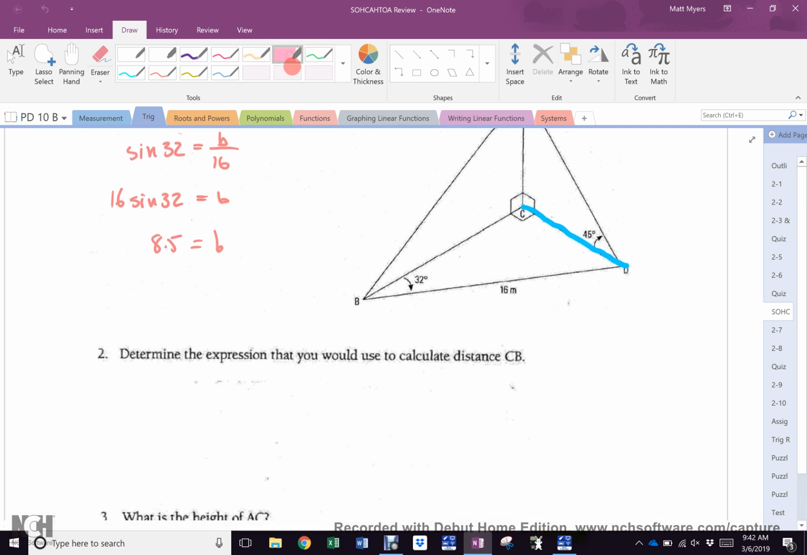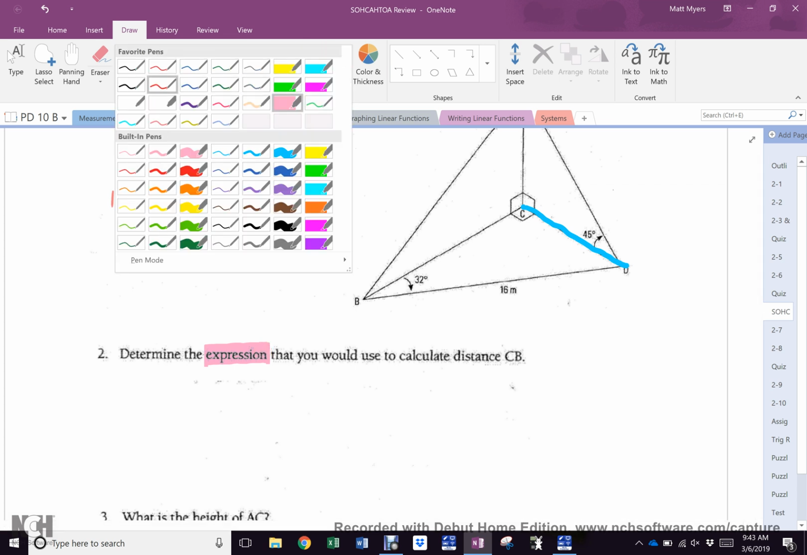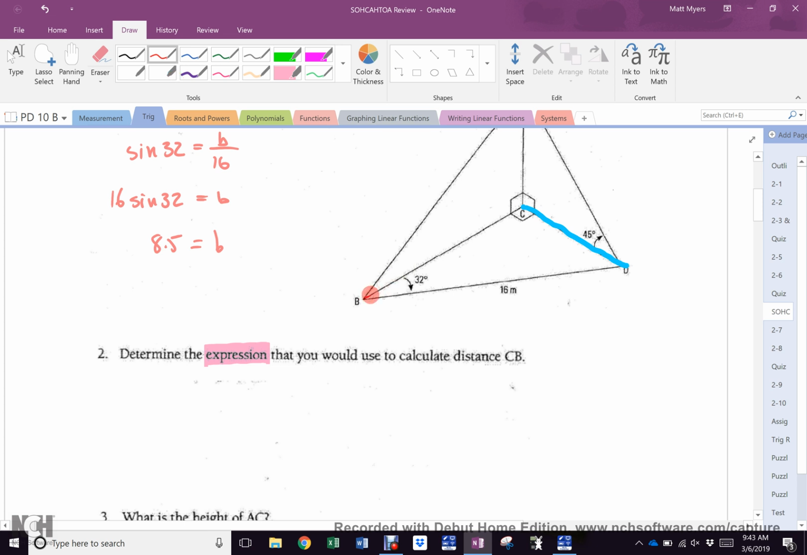Thank you. The expression you would use to calculate CB. There is more than one answer here. You could do the square root of 16 squared minus this answer, which, to do it properly, would have been 16 sine 32 squared. That would be acceptable. You could have done Pythagoras.